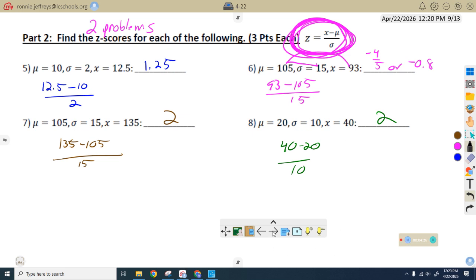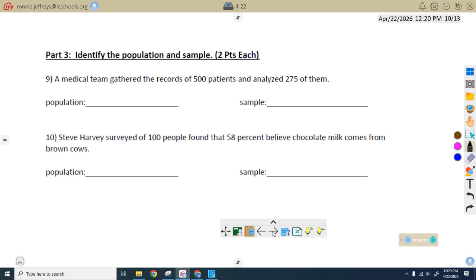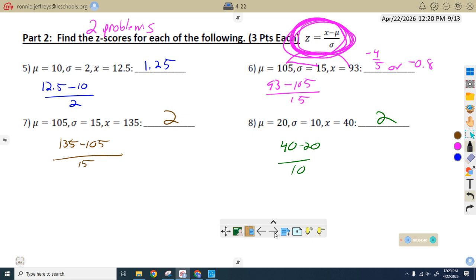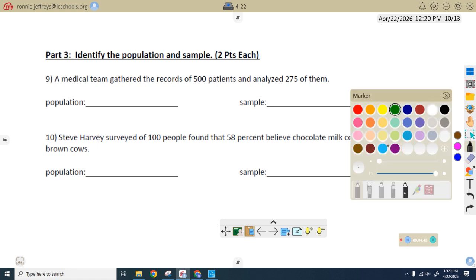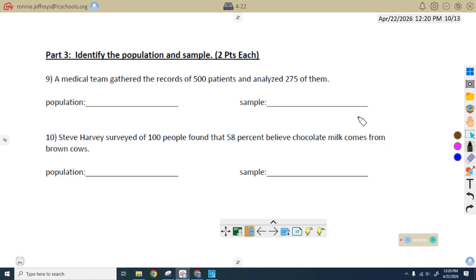All right. So I can't remember if there's 1 or 2. It's not very many of these. So what? We're already up to 5. There's only 14 problems. It might be 2 of these, but the way I have them written, it should be easy to tell. It says the medical team gathered records of this many patients.